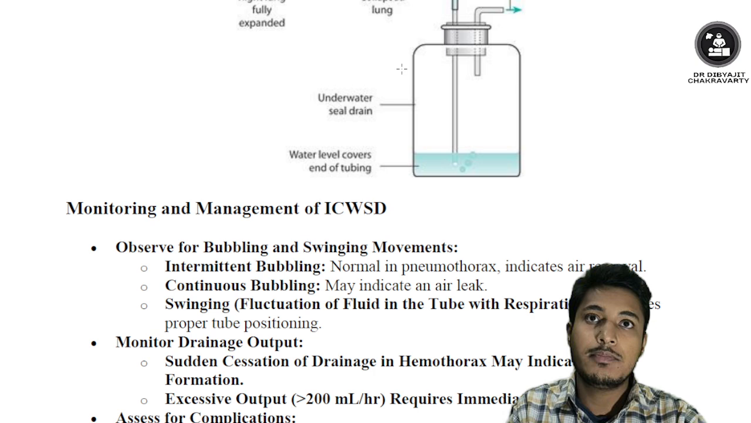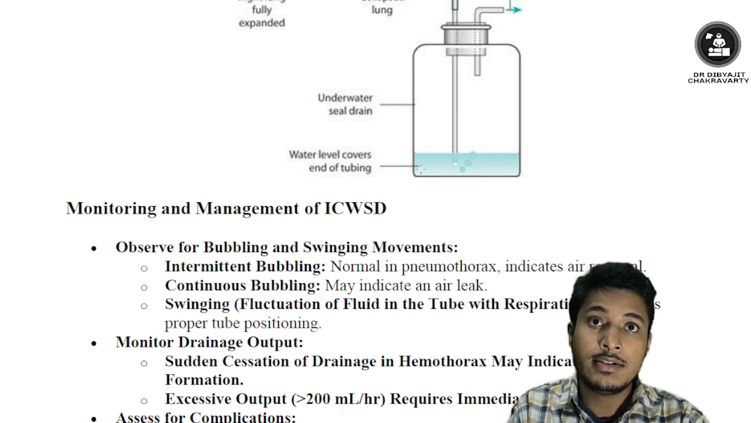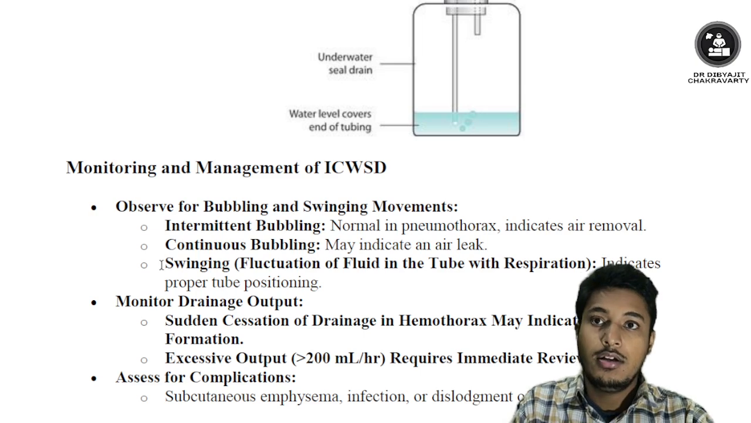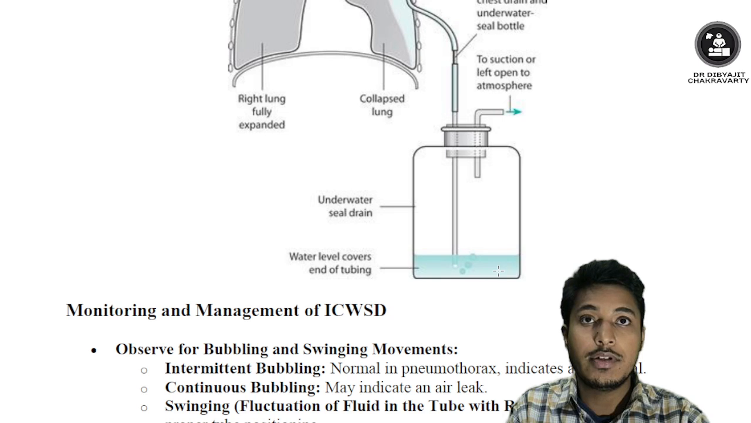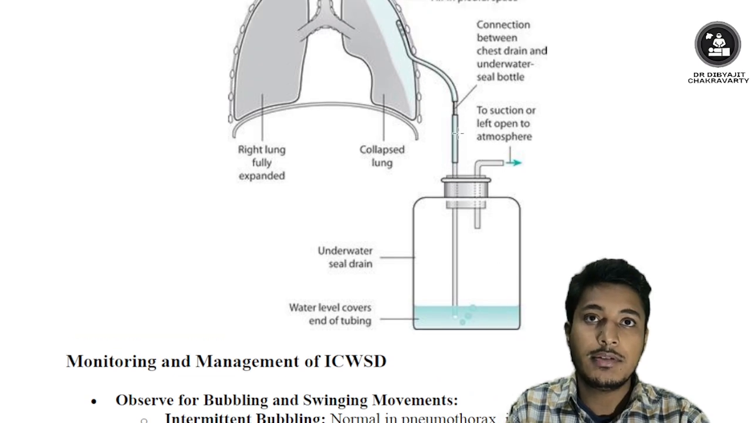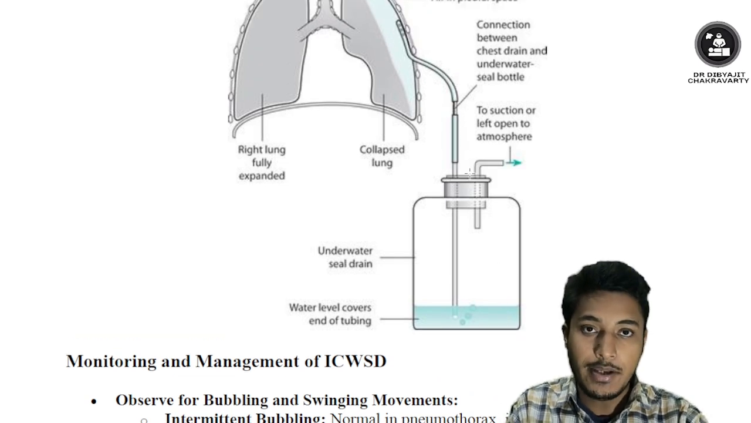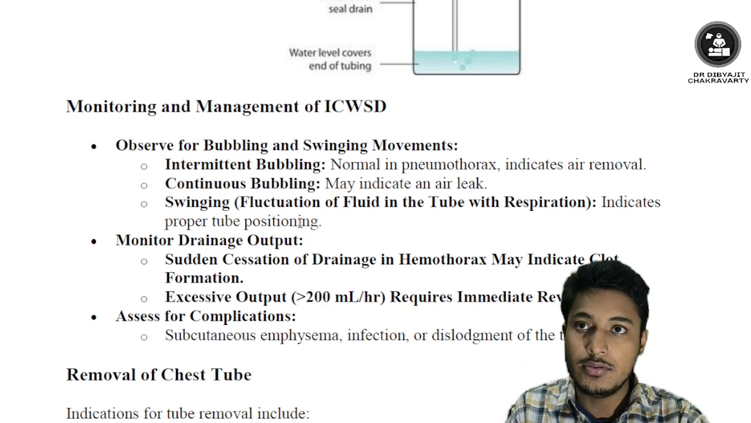That is directly from the bronchopulmonary tree. The air is directly coming into the pleural space, and then it is going through this intercostal water seal drainage system. Regarding the swinging movement, which is the fluctuation of the fluid in the tube with respiration, with expiration and inspiration, the fluid level, that is the air fluid level column here, will be going up and down accordingly. This indicates the proper functioning and positioning of the tube.